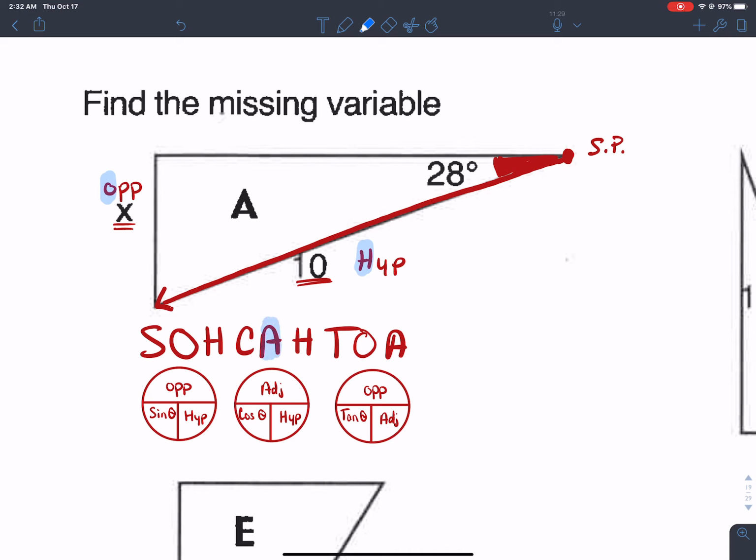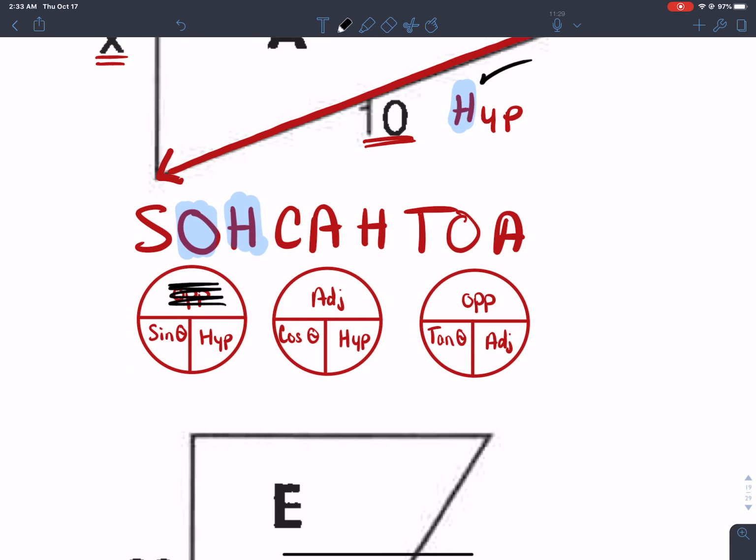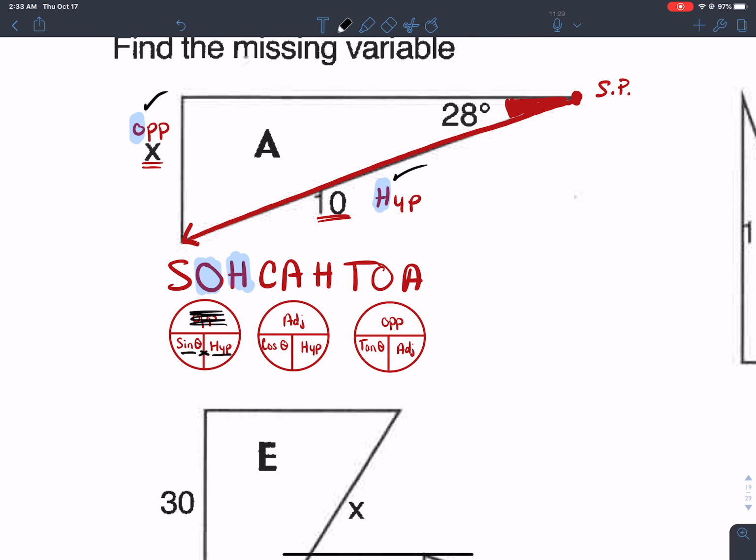Cosine has adjacent hypotenuse. Those two letters don't match. If I come over here to sine, sine has opposite hypotenuse. I have opposite and hypotenuse. That's the one I need to use to solve this problem. So I'm trying to find the opposite side, so I'm going to cover that up in the diagram. And that means that I'm going to take sine theta times the hypotenuse. We're going to show the work for everything that we do. We have sine 28 degrees times 10 equals.